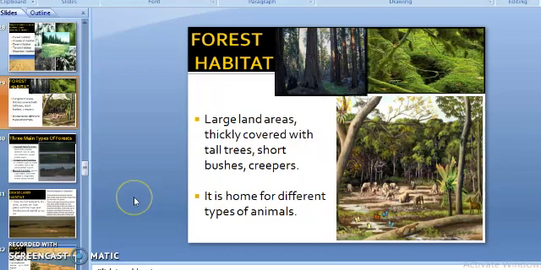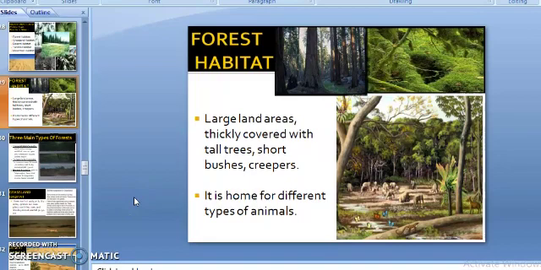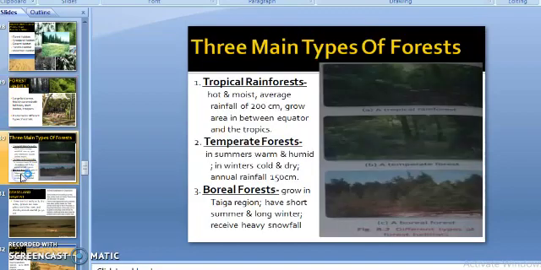So let's start forest habitat in detail. There are three main types of forests. What are these? First one, tropical rainforest.